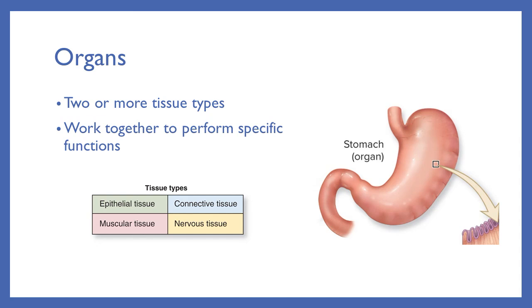We have finally got to the level of organs. Organs are two or more tissue types that work together to perform a specific function. A good example is the stomach. The stomach is an organ, but it consists of epithelial tissue, connective tissue, muscle tissue, and nervous tissue, all working together. The next slide is going to show us a section of that stomach wall so we can look at all four types.